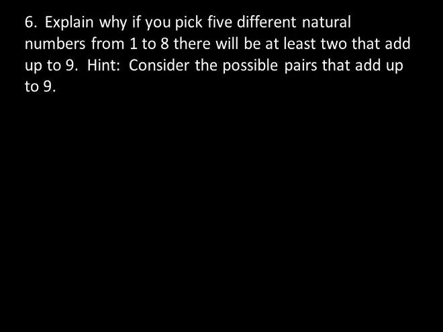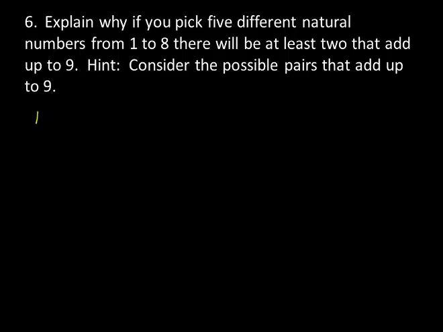Problem 6 is a pigeonhole principle problem. Explain why if you pick 5 different natural numbers from 1 to 8, there will be at least 2 that add up to 9. You can see by the statement of the question that this is a pigeonhole question. And I give you a hint. I say consider the possible pairs that add up to 9. Well, let's do that first then. That's the hint. So let's write down the pairs that add up to 9.